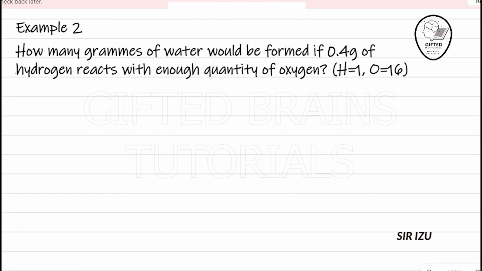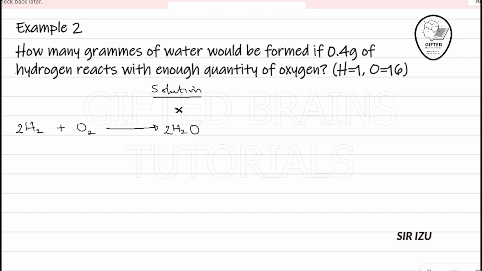Example 2 says, how many grams of water can be formed if 0.4 gram of hydrogen reacts with enough quantity of oxygen? Like I said earlier, the first thing to do is to write out the equation. After writing out your chemical equation, the next thing to do is to mark out the given and the required. How many grams of water would be formed? So I'm asked to obtain this.